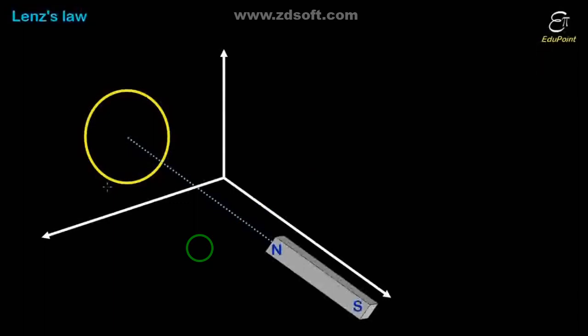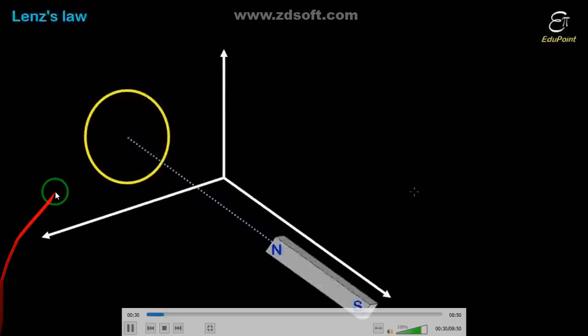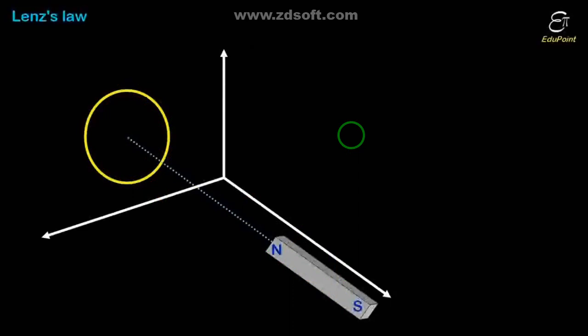In the figure we can observe that we have three axes, a circular loop, and a magnet. By using this we can explain Lenz's law. Simply I can say that the result always opposes the cause. The result always opposes the cause.